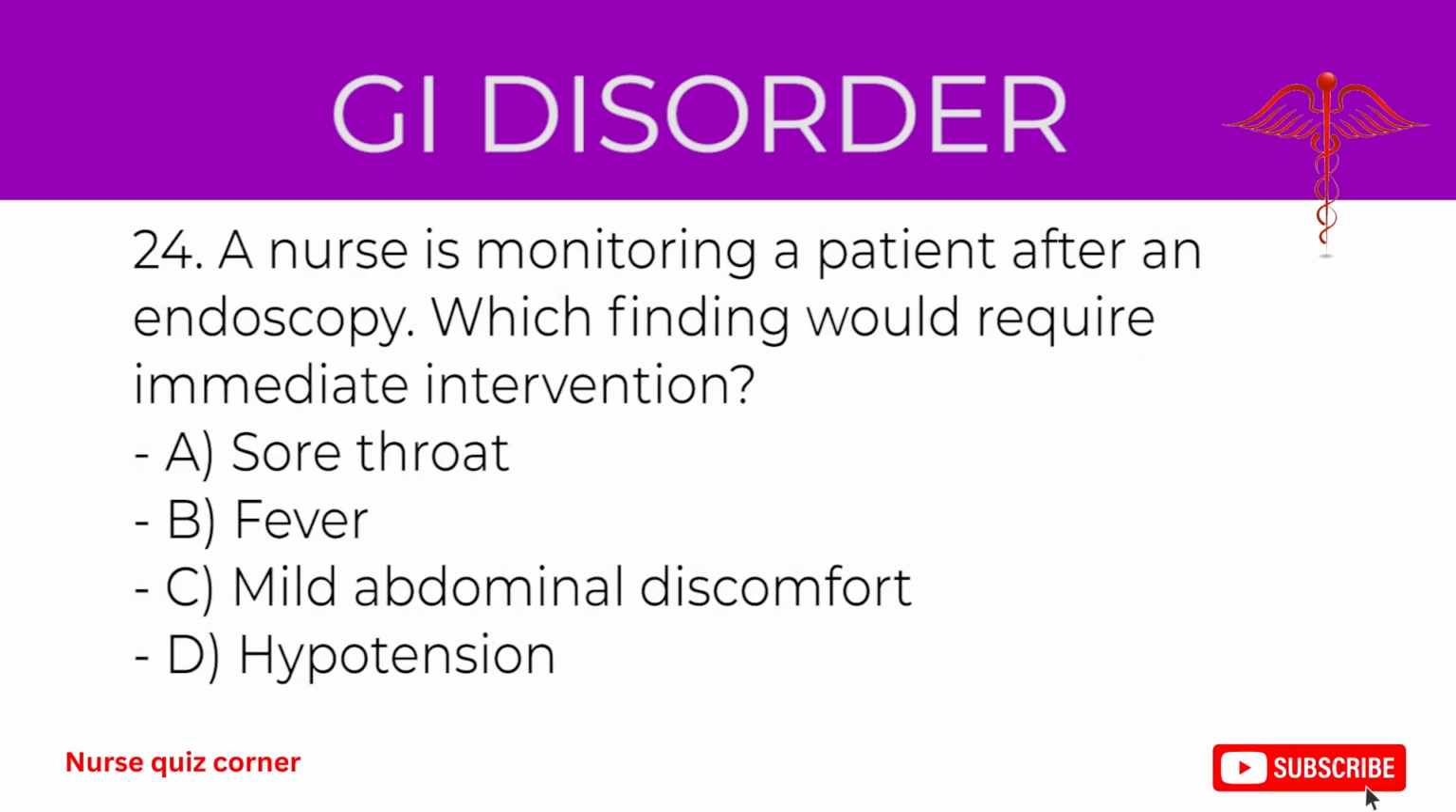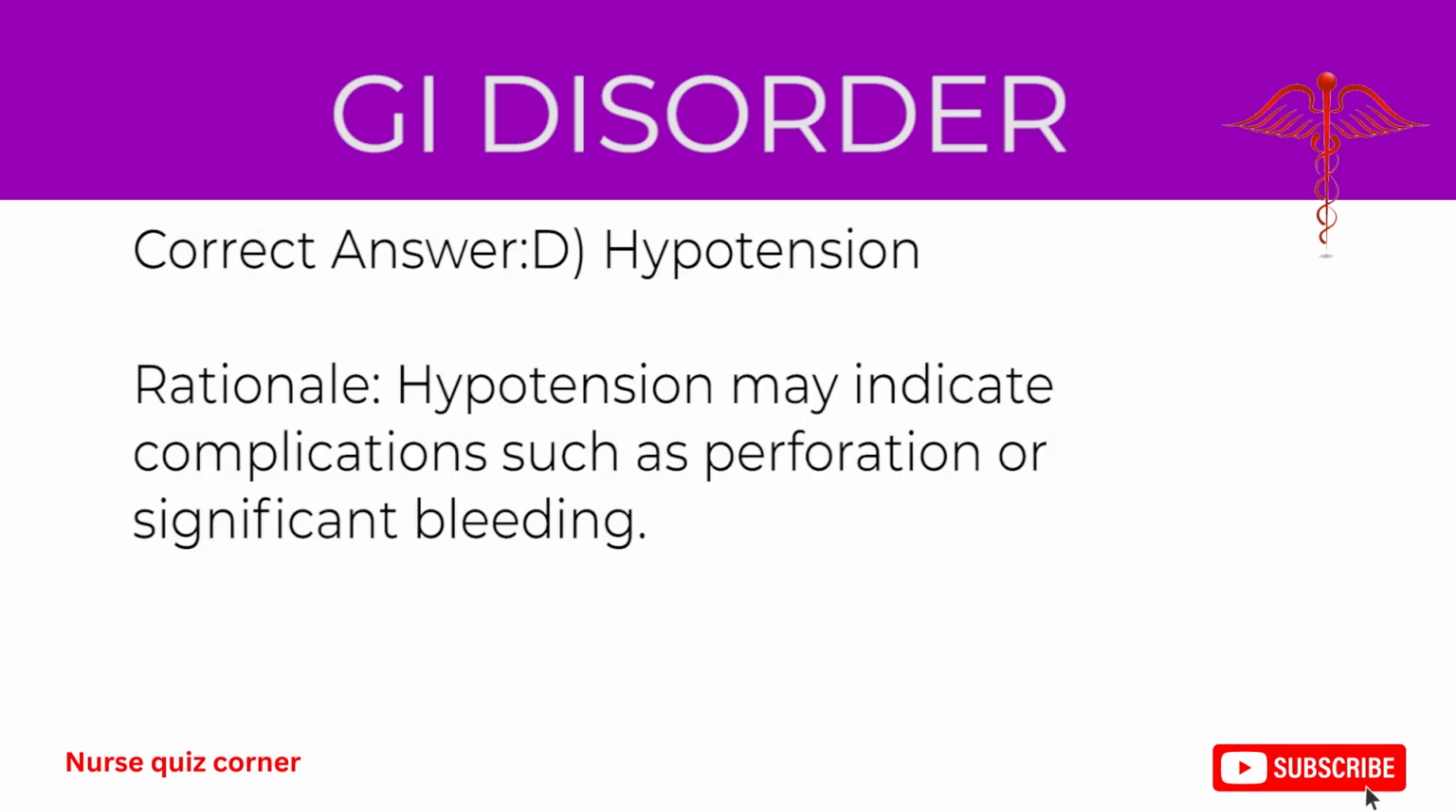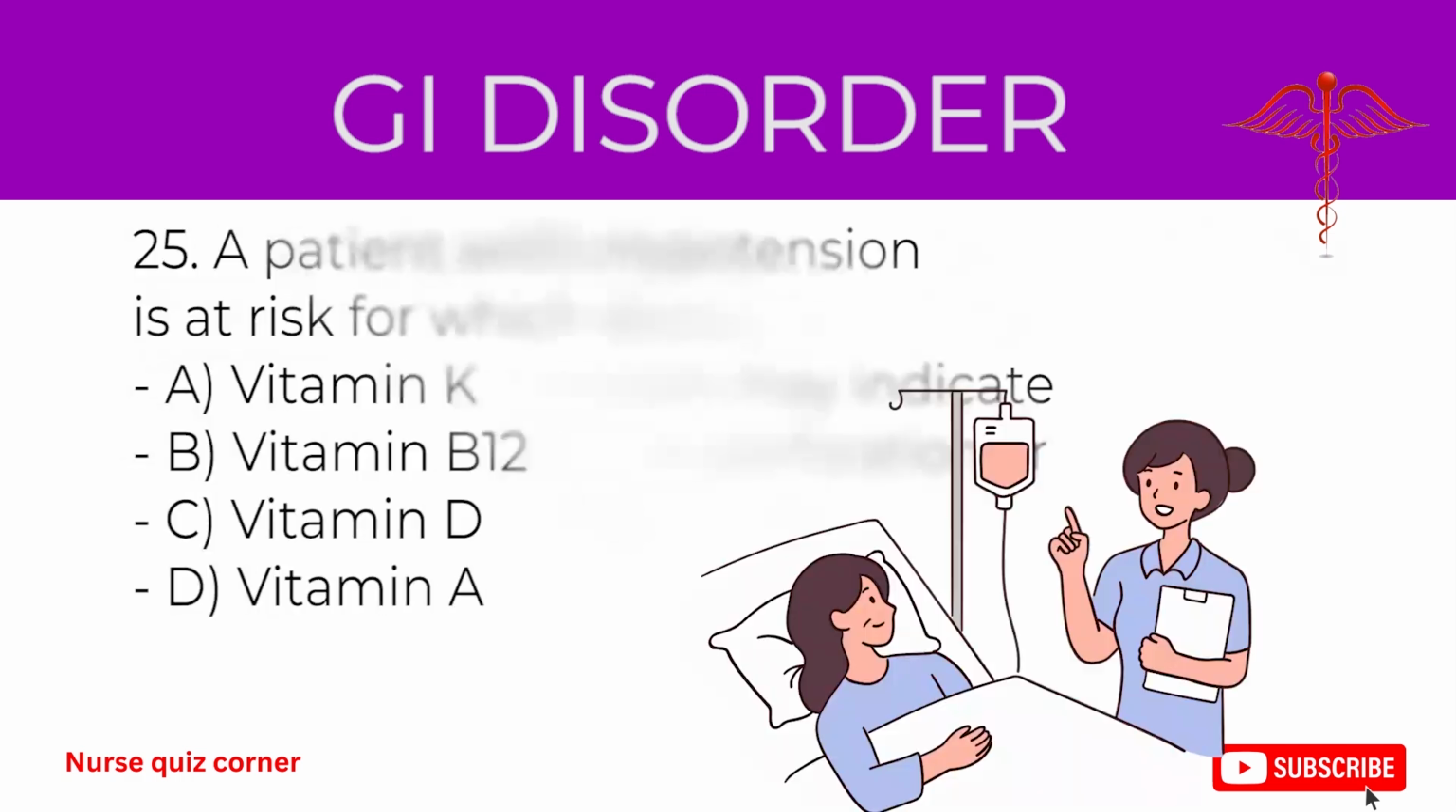24. A nurse is monitoring a patient after an endoscopy. Which finding would require immediate intervention? A. Sore throat. B. Fever. C. Mild abdominal discomfort. D. Hypotension. Correct answer: D. Hypotension. Rationale: hypotension may indicate complications such as perforation or significant bleeding.